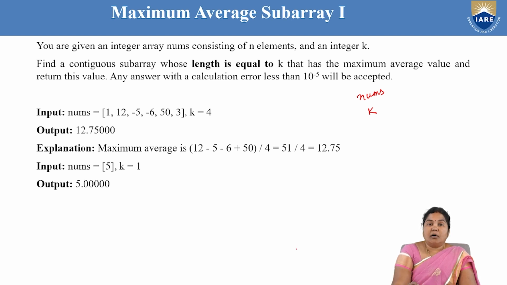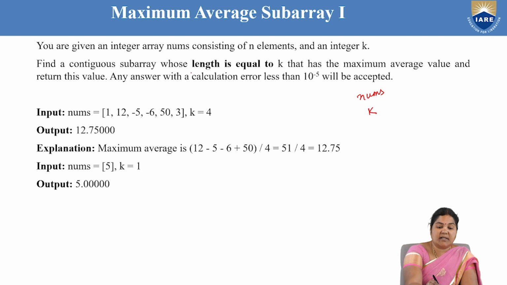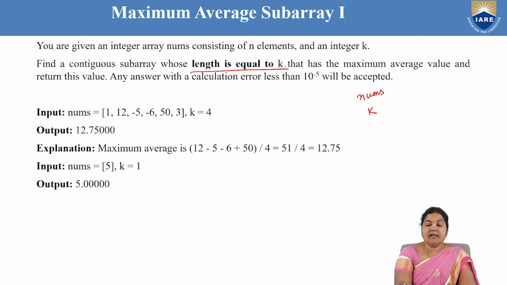Normally in any sliding window problem, first of all the input should be a list or an array or a string, and there should be a window size also, k should be given. So here both are given. Now find a contiguous subarray whose length is equal to k that has the maximum average value, and return this value. Any answer with a calculation error less than 10 to the power of minus 5 will be accepted. This is the constant given, right?